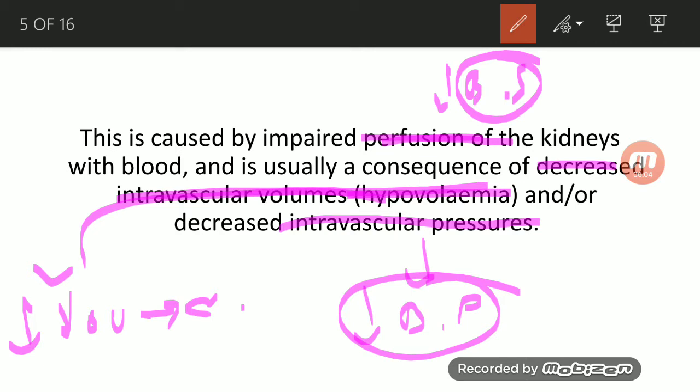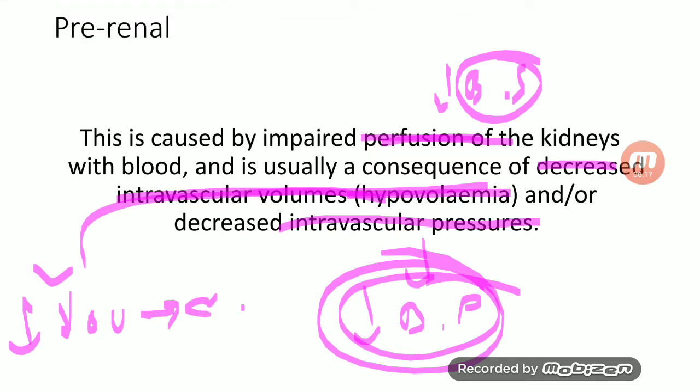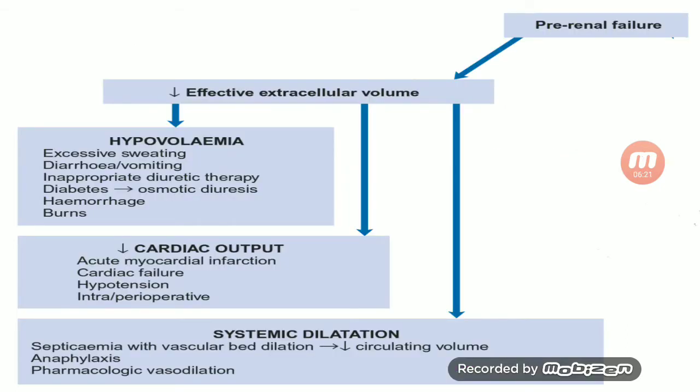Hypovolemia, a decrease in your blood volume or fluid volume, as well as decreased intravascular pressure, a decrease in your blood pressure, can lead to pre-renal injury or pre-renal failure. So for the pathogenesis of pre-renal failure, the first one is a decline in your extracellular volumes.